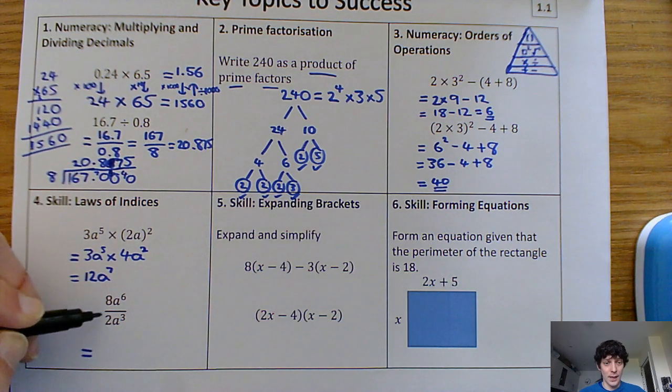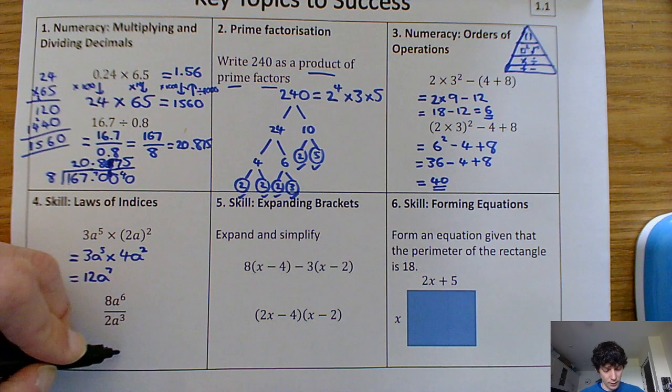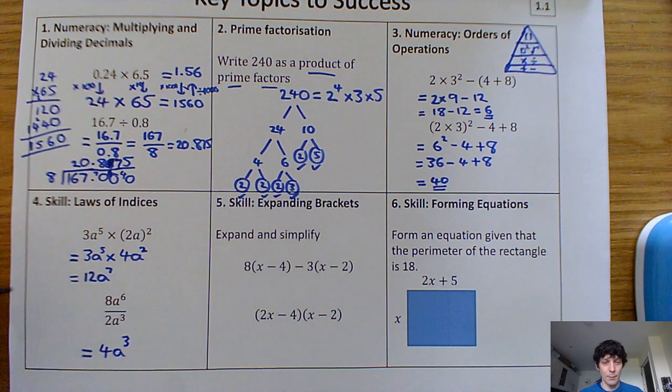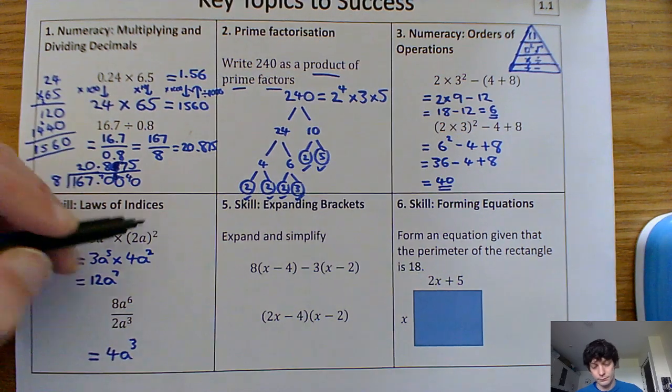Again, a similar thing here. Just because I'm dividing with powers doesn't mean that this 8 and this 2 don't divide in the normal way. 8 divided by 2 is 4. A to the power of 6 divided by a cubed is a to the power of 3, because 6 take away 3 is 3. So I've got 6 a's being multiplied together. I've got rid of 3 of them.